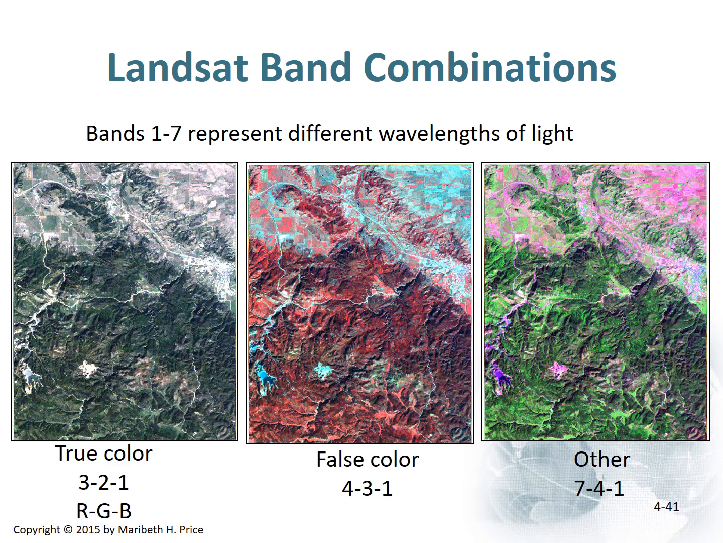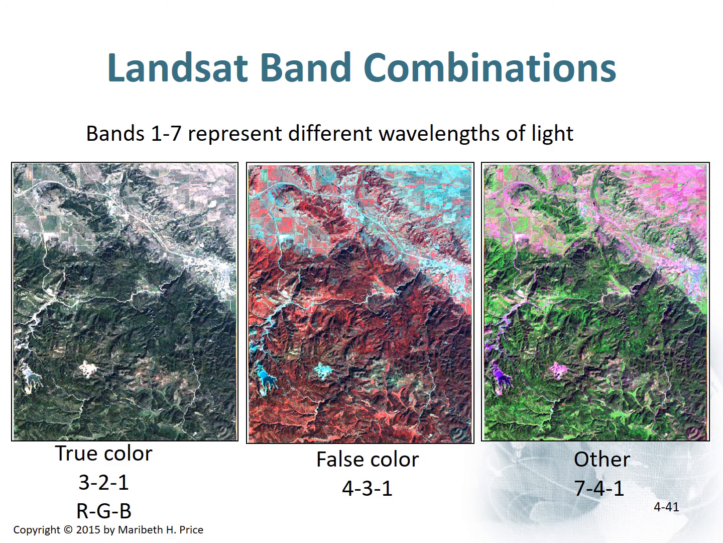Some satellite information, particularly things like Landsat, has multiple bands, and so for example, there are 7 different bands in this particular Landsat data we're looking at here, and you can arrange different combinations of bands, so it's not always just red, green, and blue. And so a 321 is red, green, and blue, and that gives you true color. 431 gives you false color.